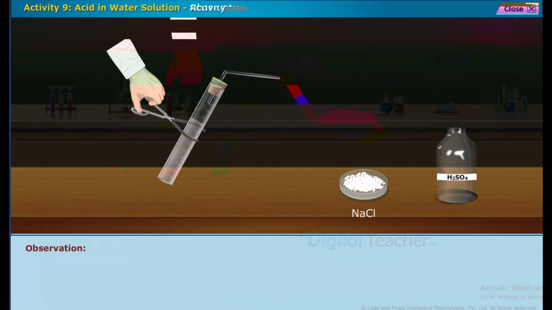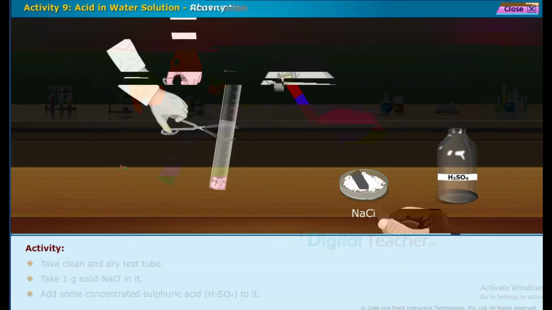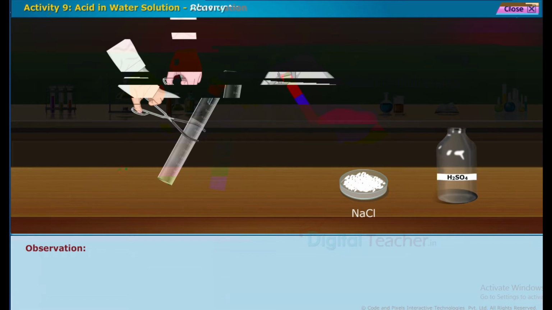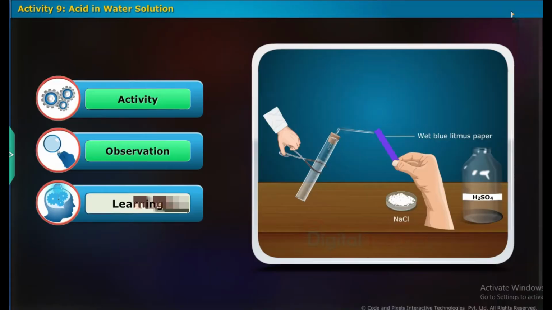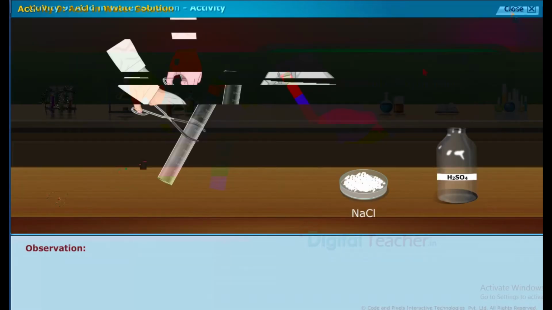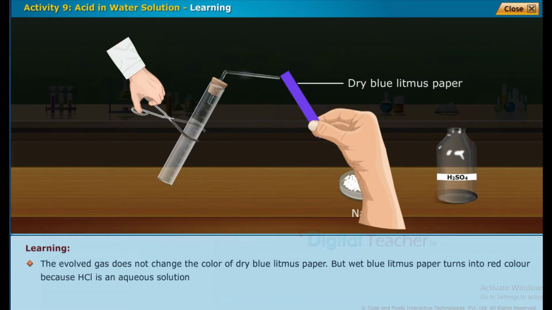The evolved gas does not change the color of dry blue litmus paper, but wet blue litmus paper turns red. The hydrochloric acid gas evolved at the delivery tube dissociates in the presence of water to produce hydrogen ions. In the absence of water, dissociation of hydrochloric acid molecules does not occur.